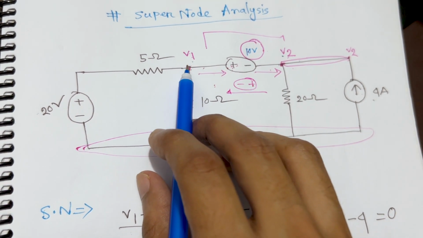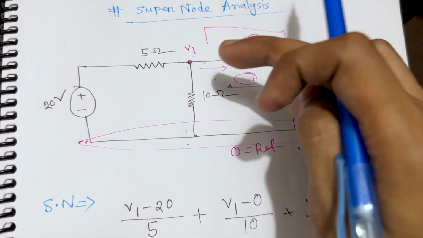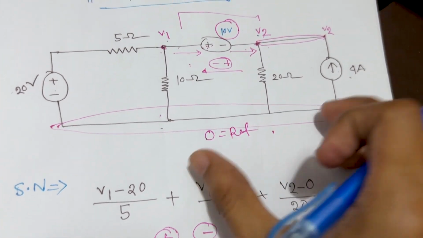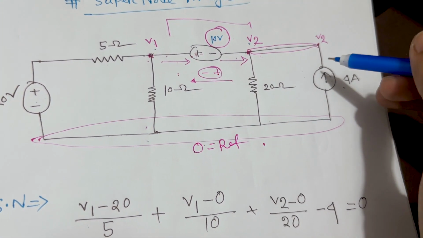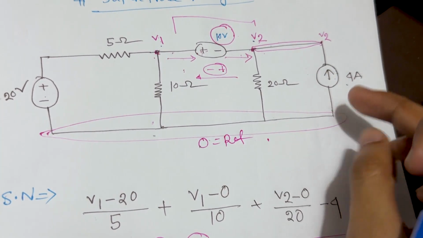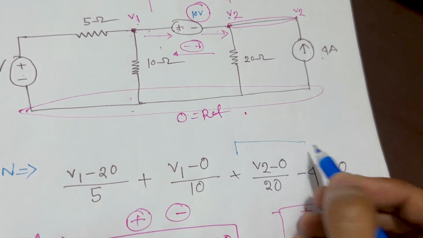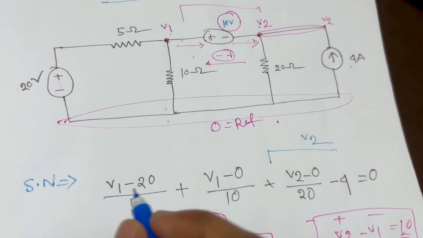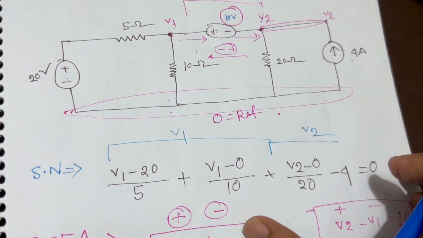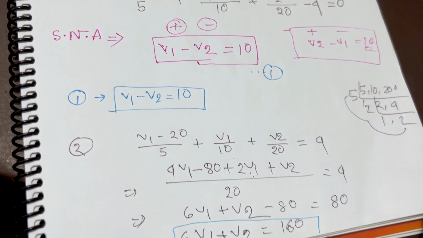First we need to work with everything connected to V1, like V1 minus 20 over 5 and V1 minus 0 over 10 with the reference, and separately we need to work with V2. What is going on there? V2 minus 0 over 20 is another part, and the current source is entering, so it should be negative. This is the part where we worked with the V2 node voltage, and this is the part where we worked with the V1 node voltage. We combine them into a full equation, and the result is 6V1 plus V2 equals 160.